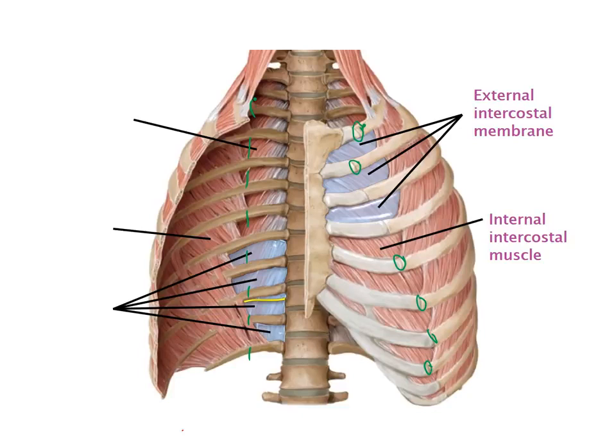On the anterior thoracic wall, the muscle fibers of the external intercostal muscles are replaced by a translucent membrane, which we'll call the external intercostal membrane, through which the fibers of the internal intercostal muscles can be visualized.